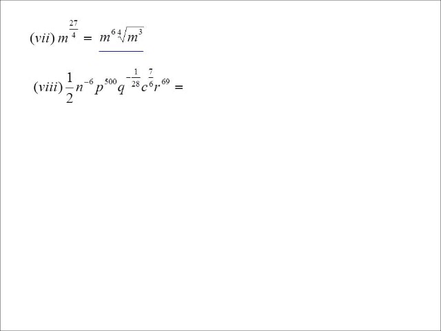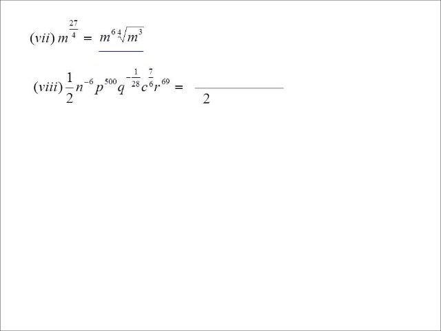Okay, half, n to the power of minus 6, p to the power of 500, q to the power of minus 1 on 28, c to the power of 7 on 6, and r to the power of 69. Okay, let's draw in a, what's that called, by the way? Anyone there? Thank you. It's a vinculum. That is the actual name for fraction bar. Most of you probably went, fraction bar? Vinculum is the actual technical name. Don't worry, that won't be in the test.